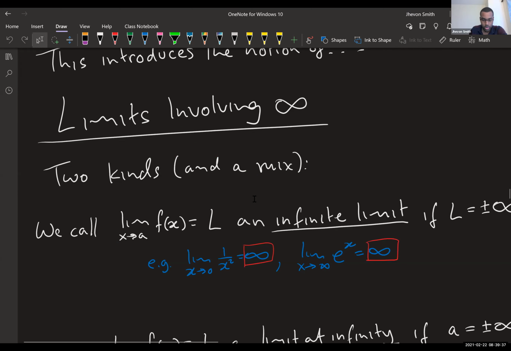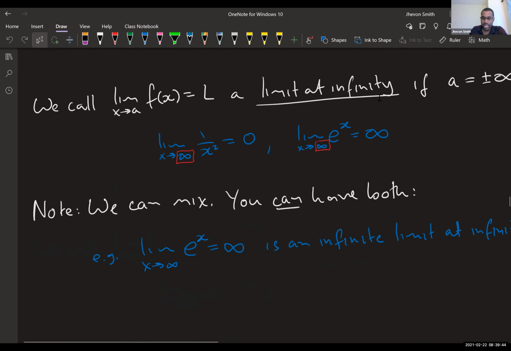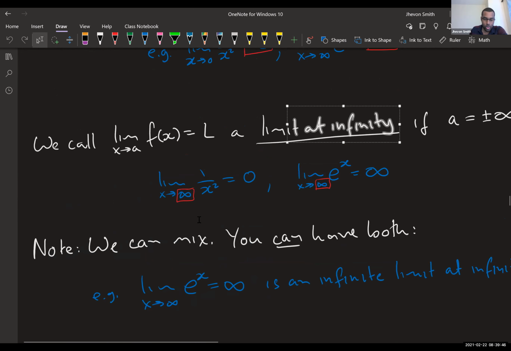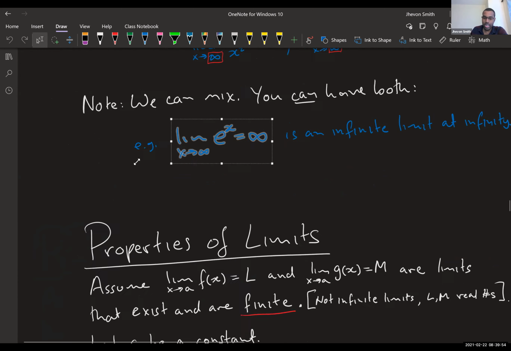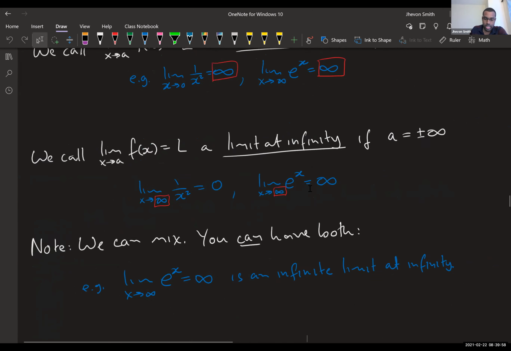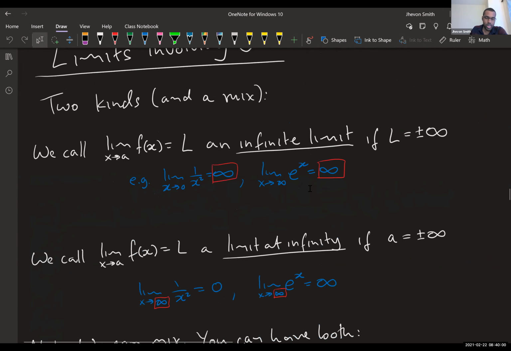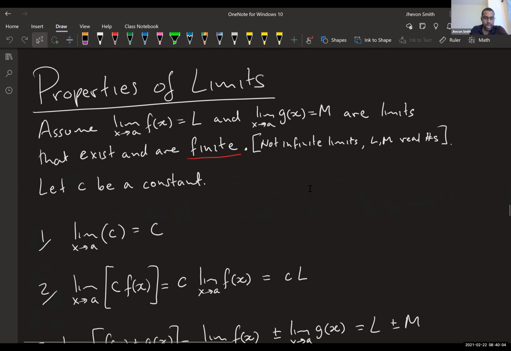There were 2 main types for us. Infinite limits, this is when the answer is infinity, as well as limits at infinity. And this is when the input is approaching infinity. And of course, limits can be both. So this is an infinite limit at infinity. And yeah, that was an example of that. So these are how we can talk about limits at infinity. And we went through what that would actually look like.